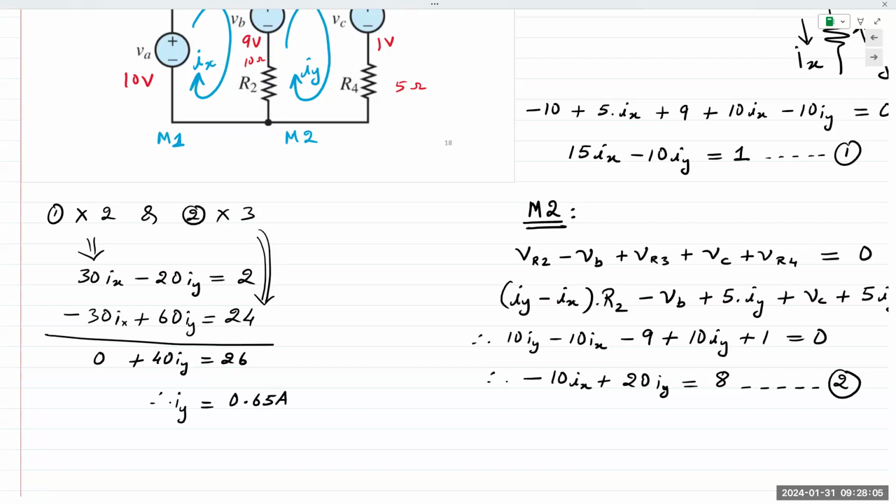Did anybody else do a direct solver in their calculators or an online solver? You get the same values? Okay.